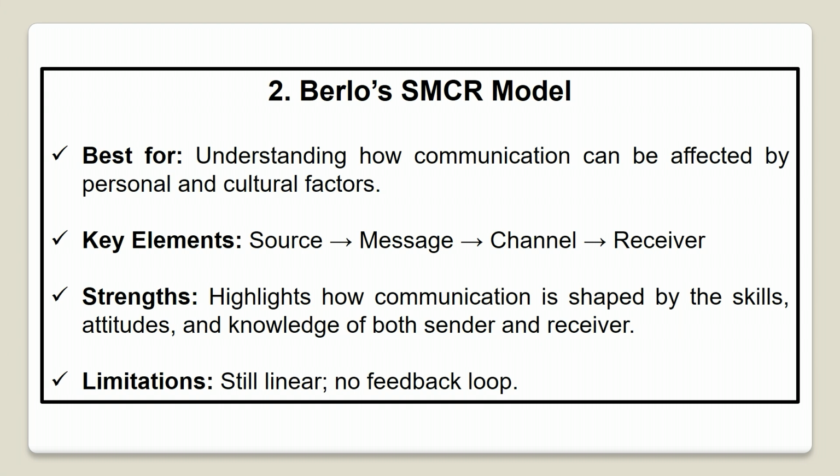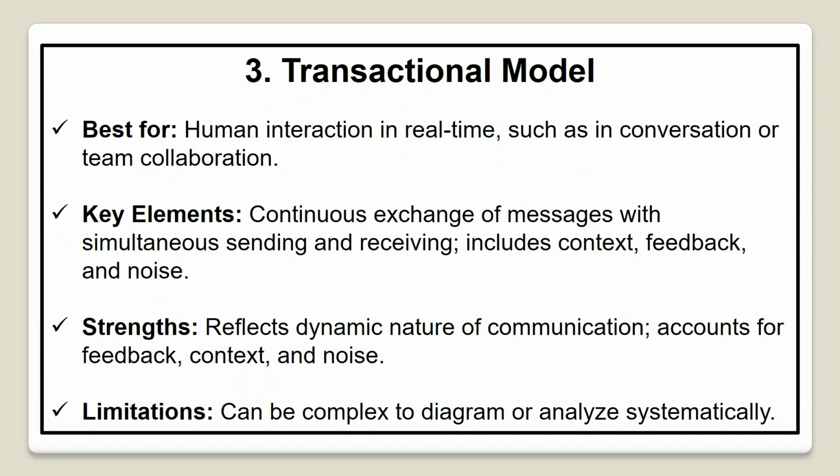And model number 3 is the transactional model. How does this transactional model work and what is it known as best for? It is best for human interaction in real time, such as conversation or team collaboration. So it is good for human interaction in real time, such as conversation or team collaboration.